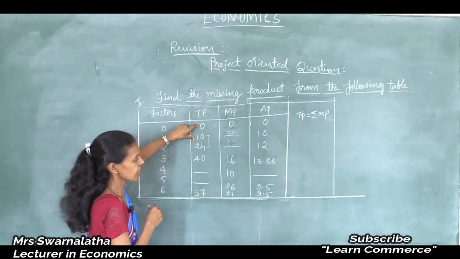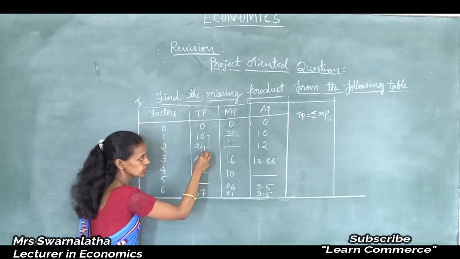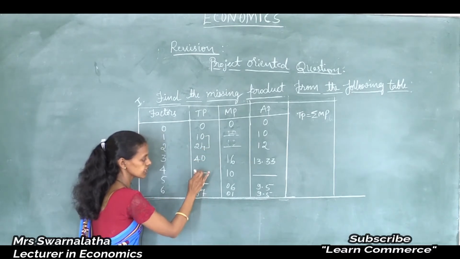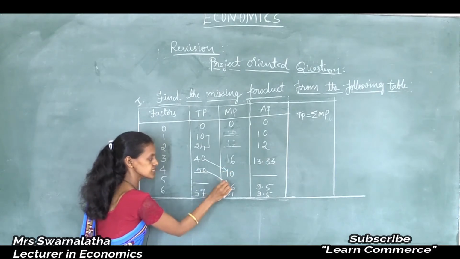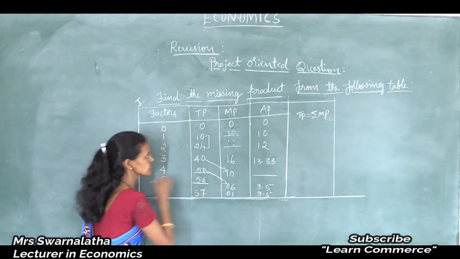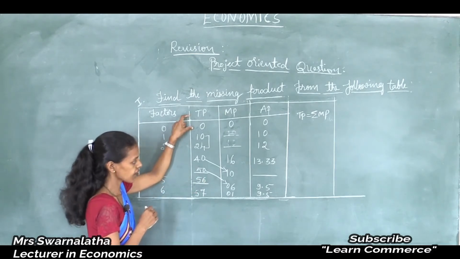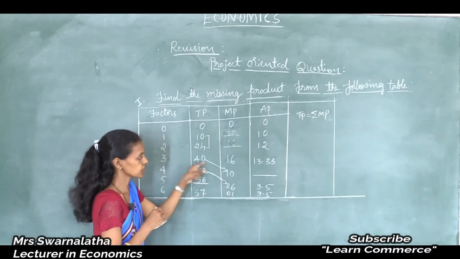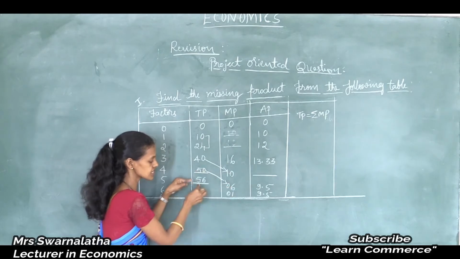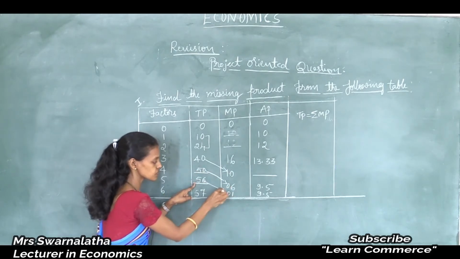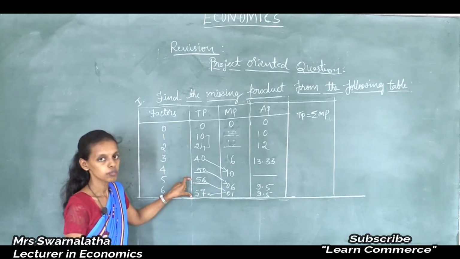Total product means adding all the product, 10 plus 24, 34, 40, again here 40 plus 10, that is 50, 50 plus 6, that is 56. This is the total product column. Total product means adding the marginal product to the total product. 40 plus 10, 50. 50 plus 6 is 56. 56 plus 1 is 57. Like that we are going to get the total product.